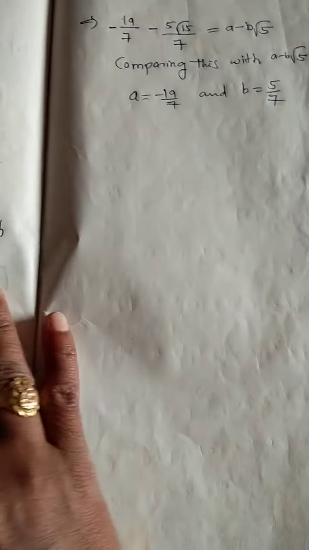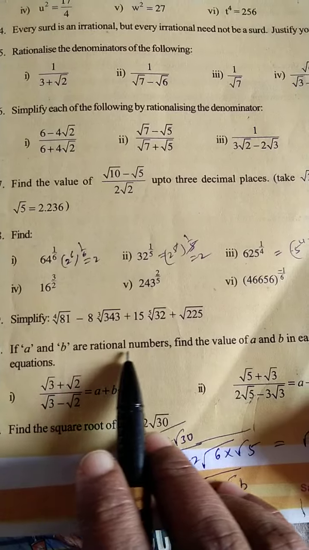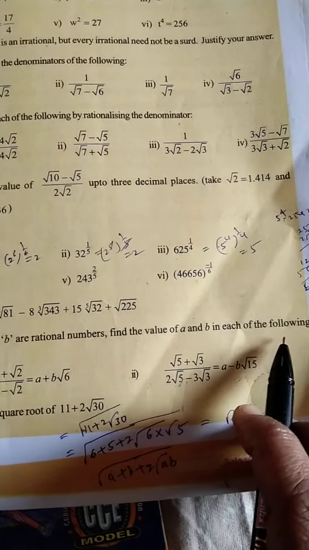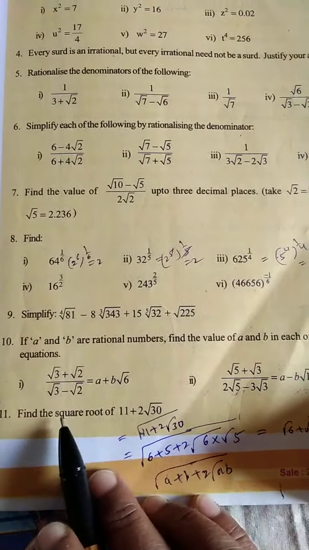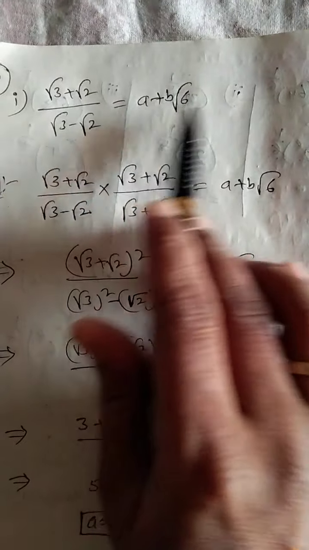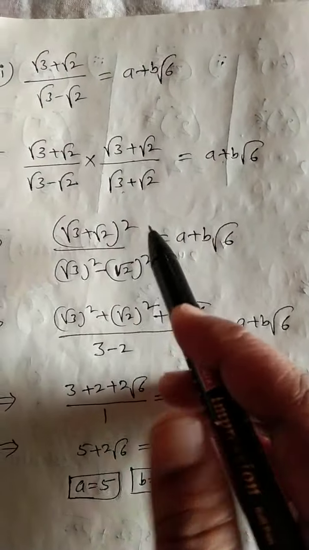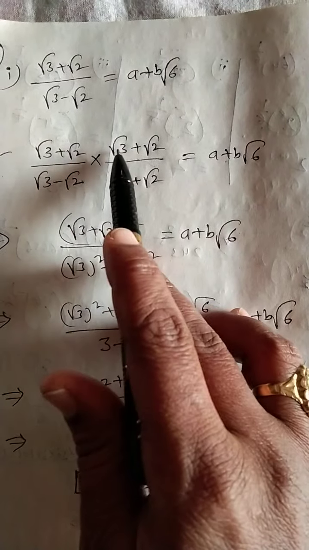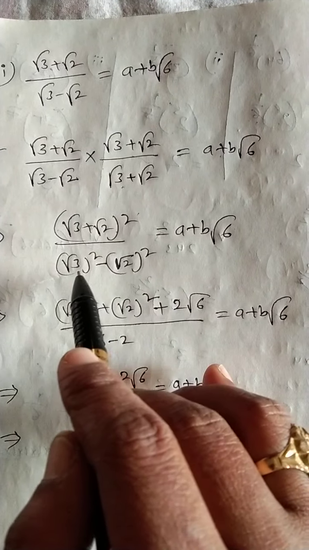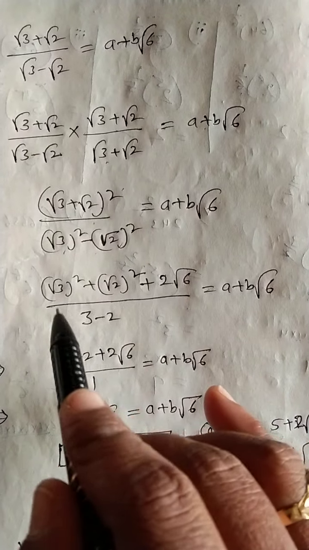Next, 10th question. Here the 10th question is given that, see, if a and b are rational numbers, find the values of a and b in each of the following equations. Okay, this equation and this equation we can rationalize first. See, first bit, in the given question, you have to rationalize with the denominator, which is equal to a plus b root 6. Now (a plus b) whole square by a square minus b square, which is equal to the right hand side value as it is, write it down.